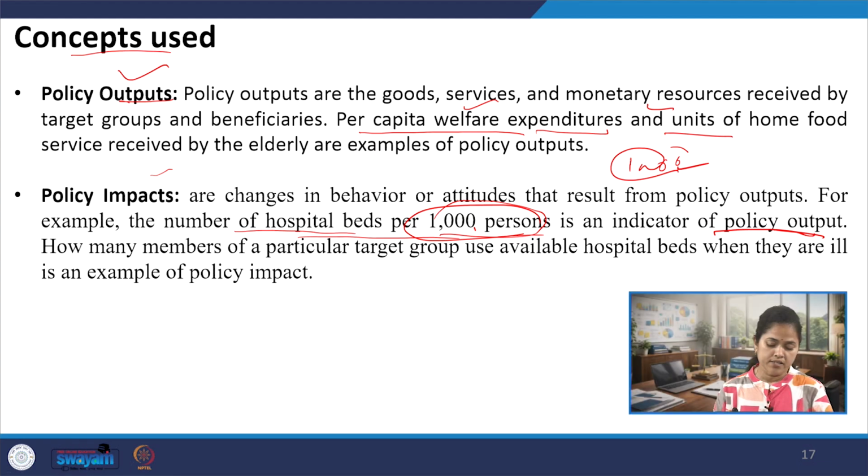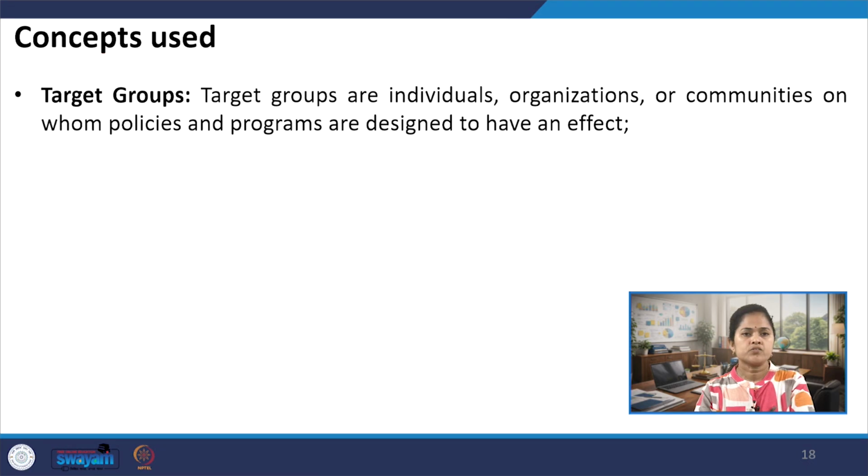But if you want to find the policy impact, what should your question be? How can you find out the policy impact of a policy that increases the number of beds in the hospital? The question could be: how many members of a particular target group or target community are using the available hospital beds when they fall sick? That relates to their behavior and attitude. When they fall sick, how many are accessing the hospital and utilizing the hospital beds? Since it is related to their behavior and attitude, this is the policy impact.